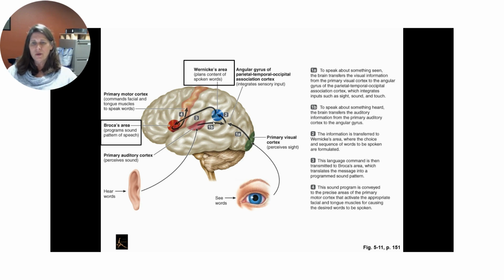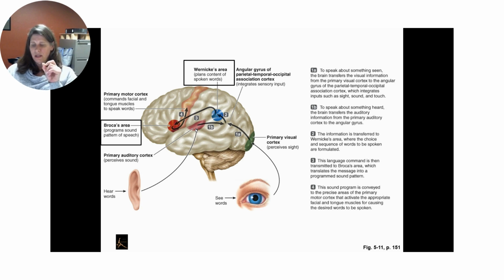Okay, so oftentimes if somebody has a stroke or damage to the brain, if doctors can start talking to them, they can pinpoint, even without touching the person, what area of the brain might have gotten damaged, if it's Wernicke's or Broca's area. Okay, your book talks about dyslexia.